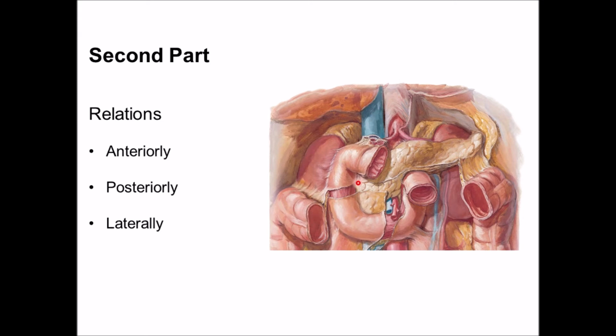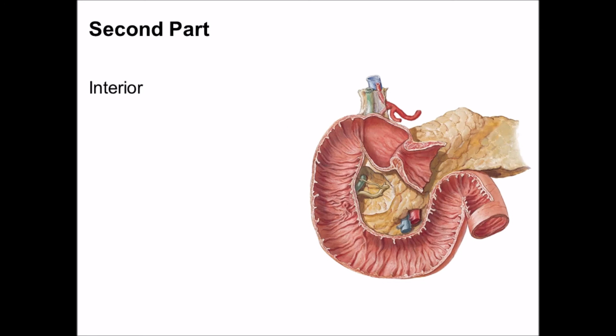Medially, it is related to the head of pancreas, and a groove in between the head of pancreas and the second part of duodenum is the site for ventral and dorsal anastomosis of superior and inferior pancreatico-duodenal vessels. On the medial side, in the deeper aspect, it is related to bile duct and main pancreatic duct. Coming on to the interior of second part.